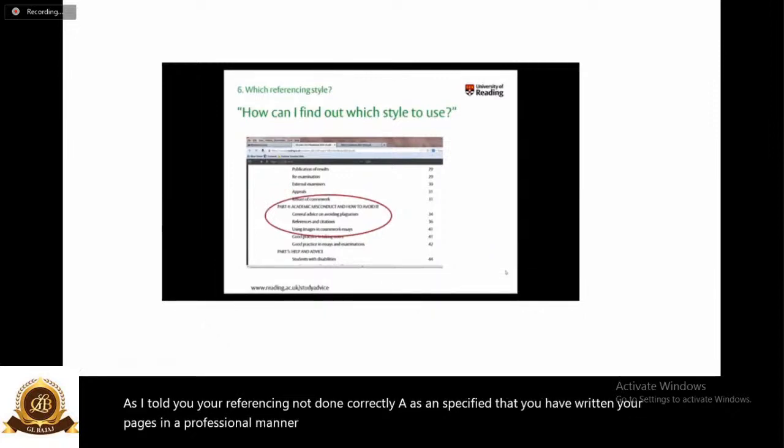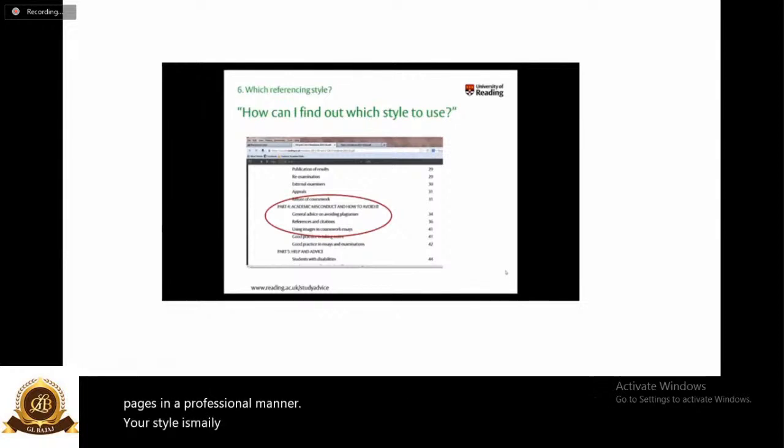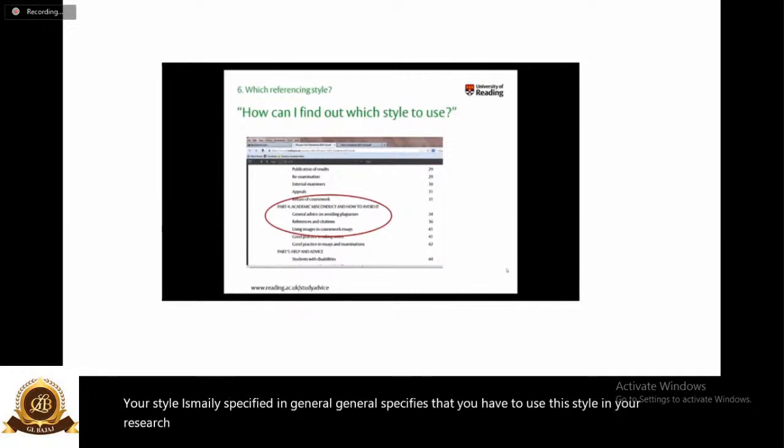You should also carefully read any instructions you're given with your assignment. Your style is mainly specified by the journal. The journal specifies that you have to use this style in your research paper. Similarly, your university and your school also specify that you have to use this style of writing. So you need to find that out first.